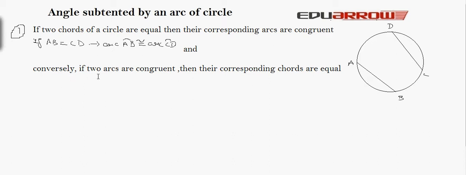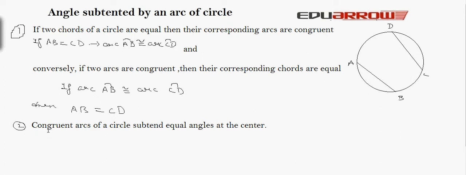Now conversely, if two arcs are congruent, then their corresponding chords are equal. The converse of the above is also true. Here, if arc AB is congruent to arc CD, then AB will be equal to CD.